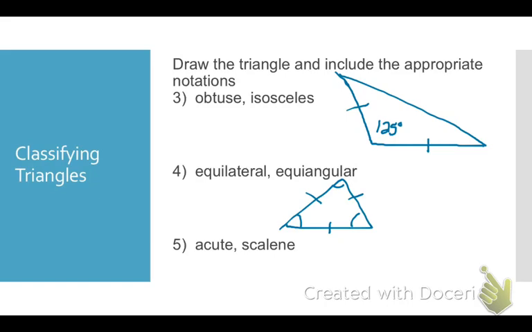Draw an acute scalene triangle. On this one, I have to show all the angles and all the side lengths to show that none of the sides are the same length and all of the angles inside the triangle are acute.